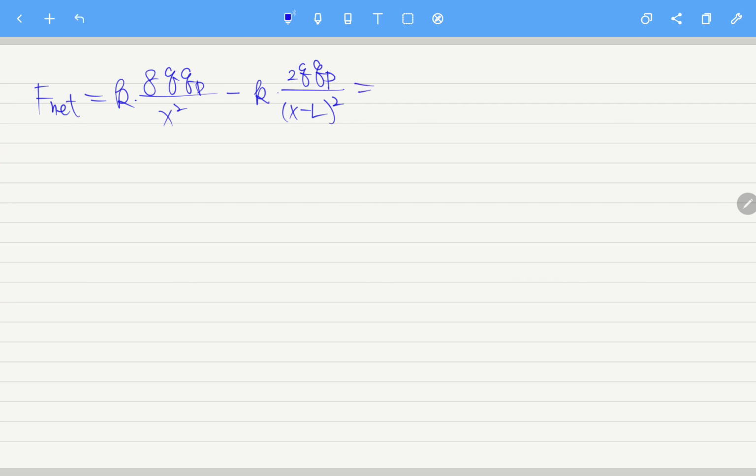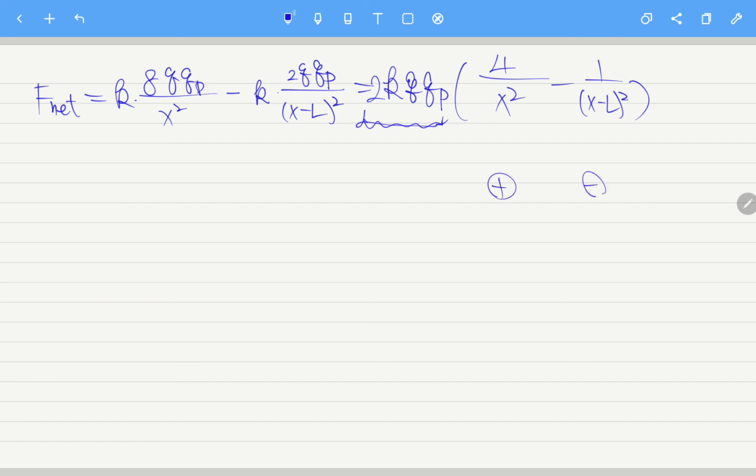And then of course we can factor out the common factor K and 2Q QP. So the remaining one will be 4 over x squared minus 1 over x minus L squared. The factors in front are all positive, so we just ignore them.